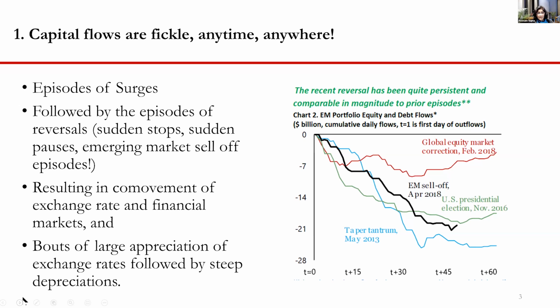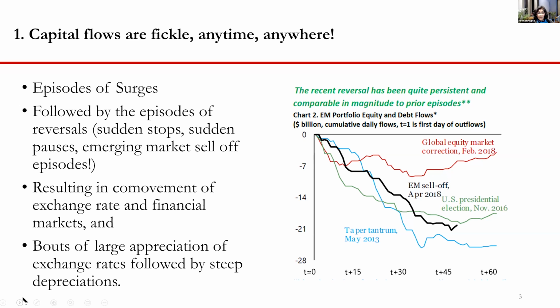There is plenty of evidence out there which shows that capital flows are fickle anytime, anywhere. And they're fickle in 2 ways. First, there are episodes of surges when, whether a country has absorptive capacity or not, there can be a surge of capital inflows driven mostly by external events. It could be a risk-on sentiment, it could be global liquidity, it could be, of course, the Fed's monetary policy and so on. When these surges happen, countries experience exchange rate appreciation. And these surges, of course, do not last.